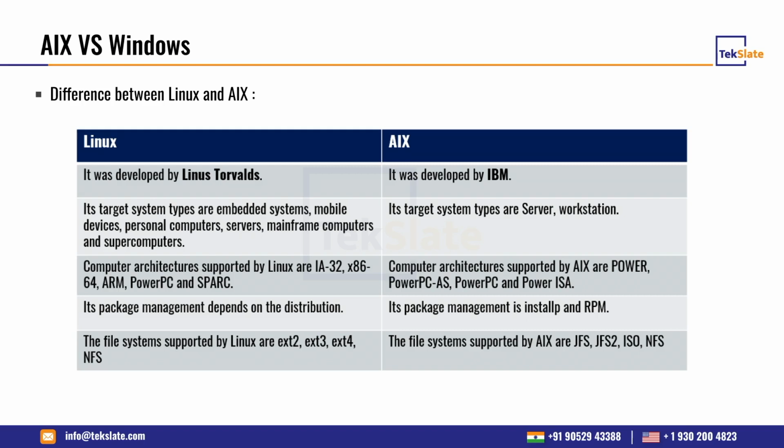Next, the file systems supported in Linux are ext2, ext3, ext4, and NFS. AIX supports JFS and JFS2, the Journaled File System and Enhanced Journaled File System, as well as ISO and NFS. The meaning of JFS, JFS2, ISO and NFS we are going to cover in our next lectures. Okay, clear about the major differences between Linux and AIX?